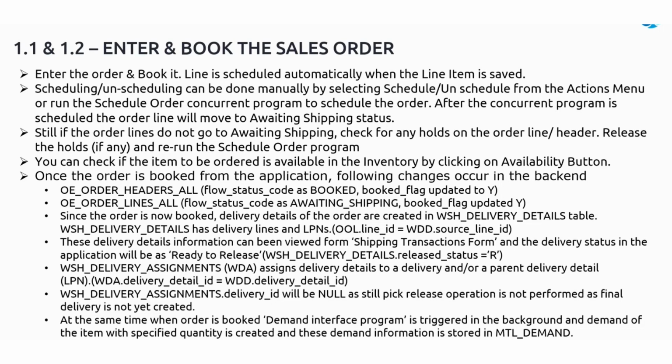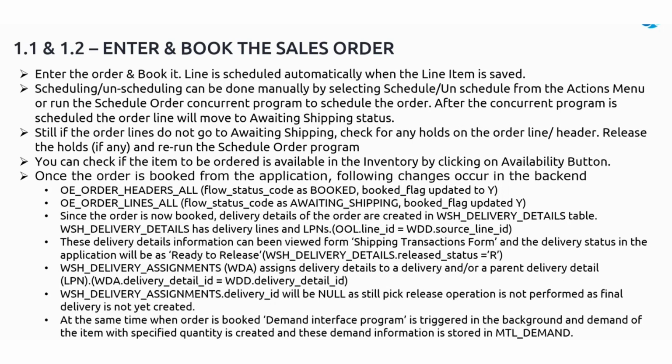If you don't know, there will always be some setups which tell us that this item is linked to this shipping organization. So when we are setting up the item, the shipping organization can be set, and when you pick that item, the shipping warehouse will be automatically picked up when you are placing the item. Okay, so when you place the item and book the order, the line will be scheduled automatically. If it is not scheduled automatically, there is a way you can schedule it.